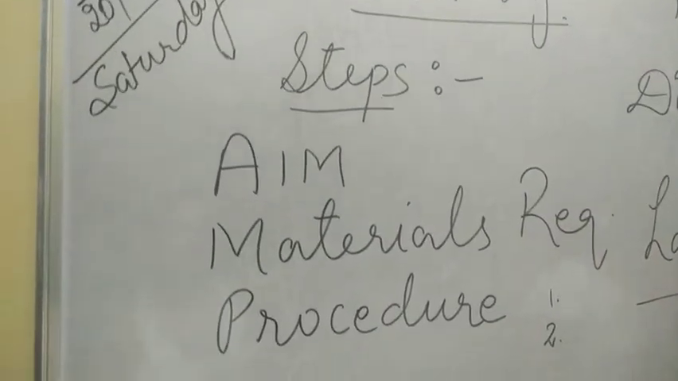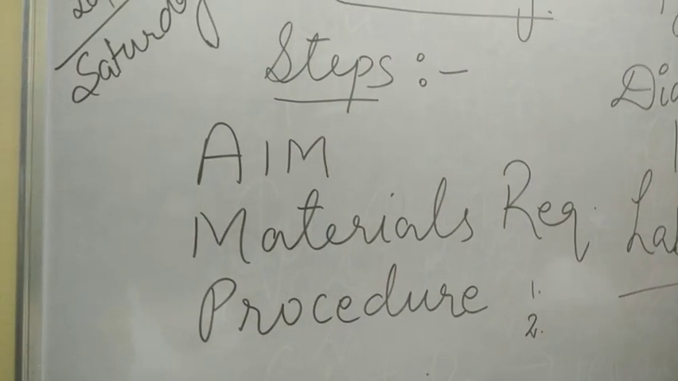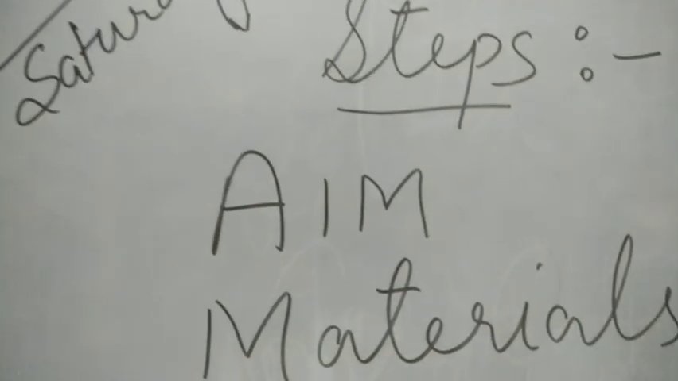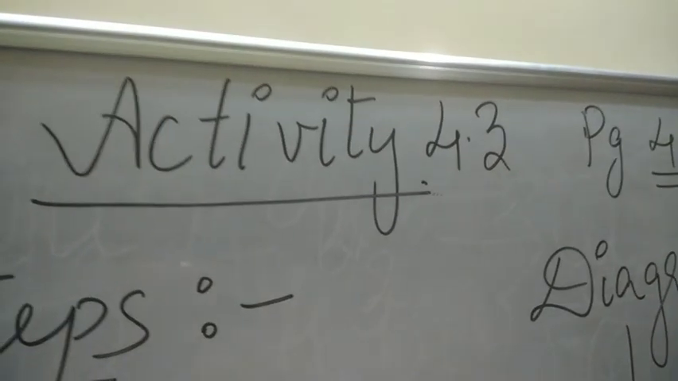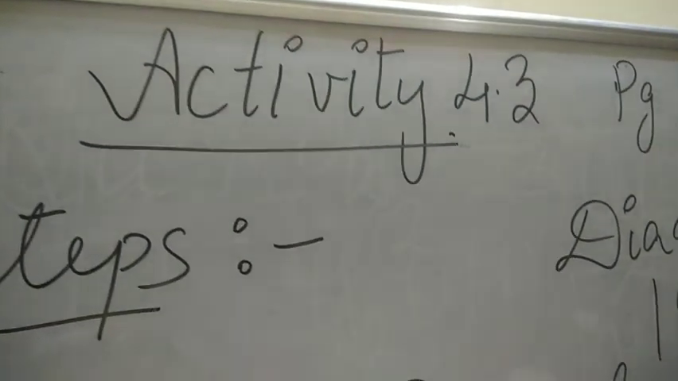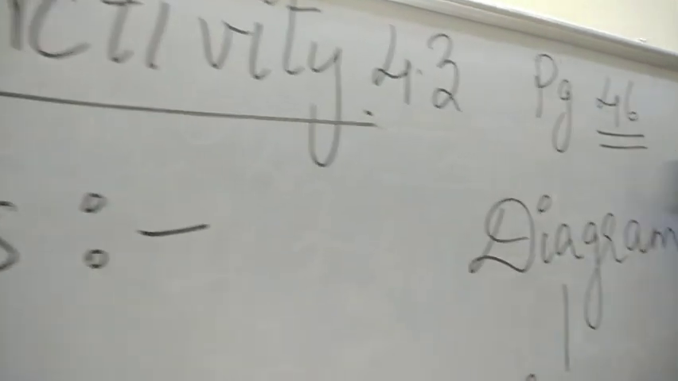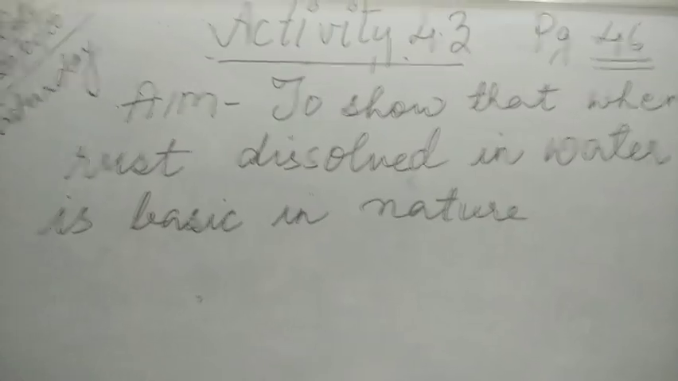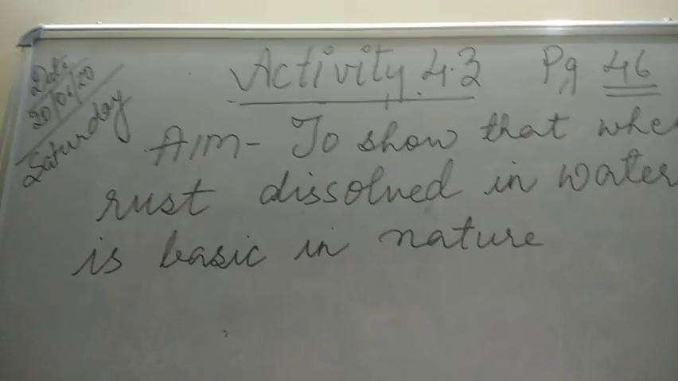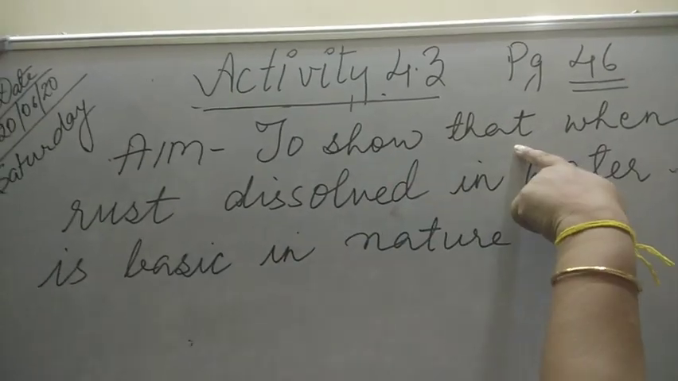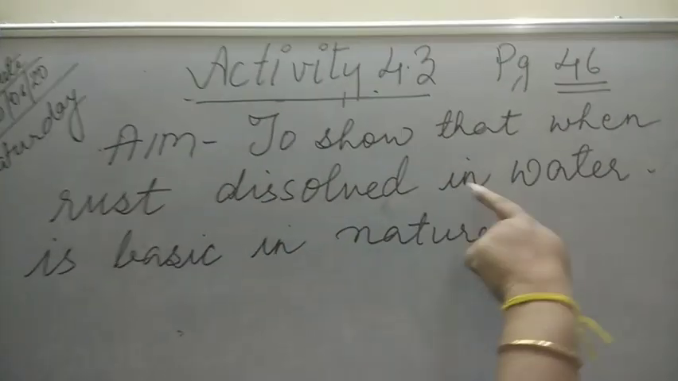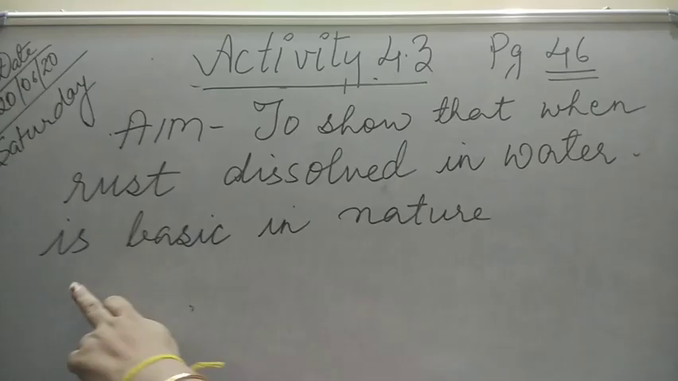And what is the aim of this particular activity? This is activity 4.3. It is activity 4.3 of page number 46. Let's start. So children, our aim for this activity is to show that when rust dissolves in water, it is basic in nature.